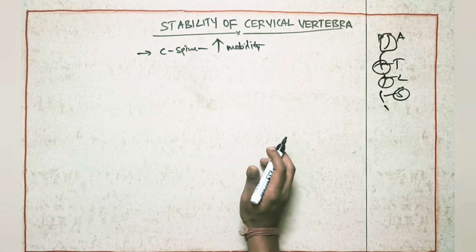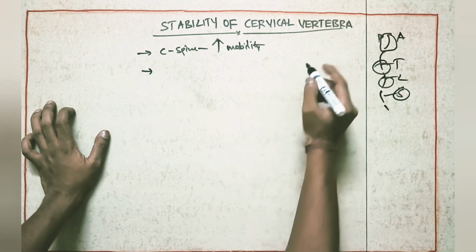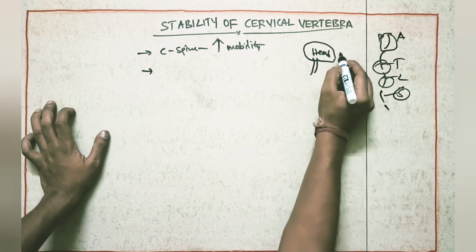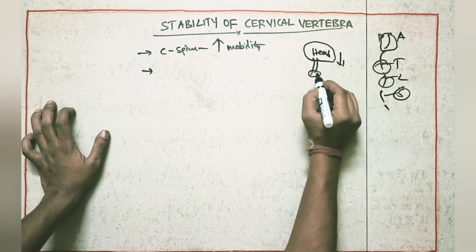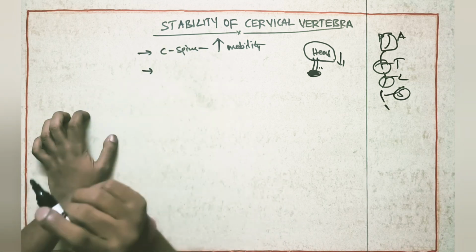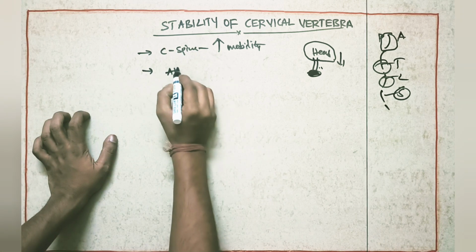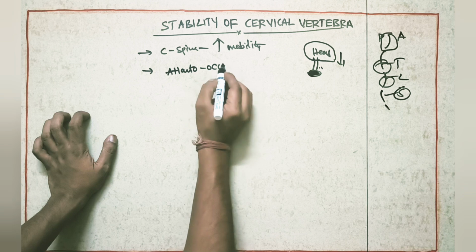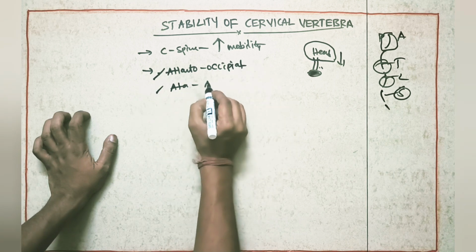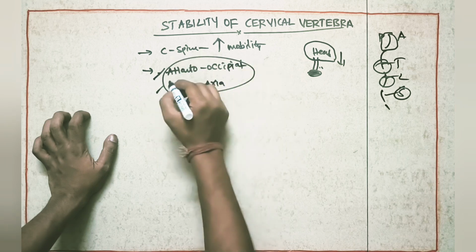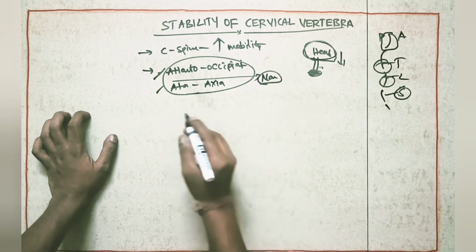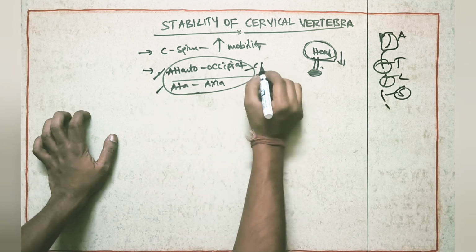Even though it has more mobility, suppose if we take cervical spine, at the top of the cervical spine will be the head. So always this head is going to give a kind of axial compression force to the cervical spine. So here we need stability at two joints, especially. First one, atlanto-occipital joint, we need stability, and second one, atlanto-axial joint, we need stability. These two joint stabilities are required to maintain the head in the normal position. Atlas means C1, axis means C2.